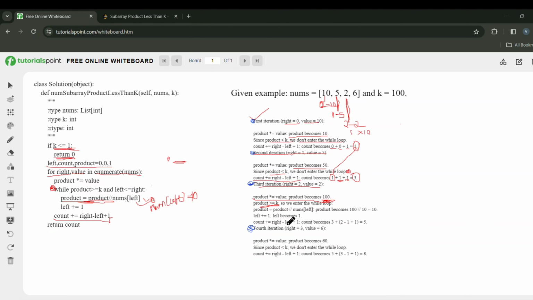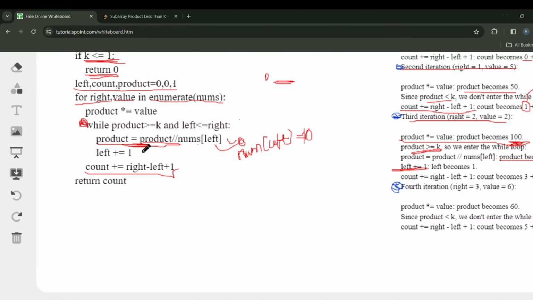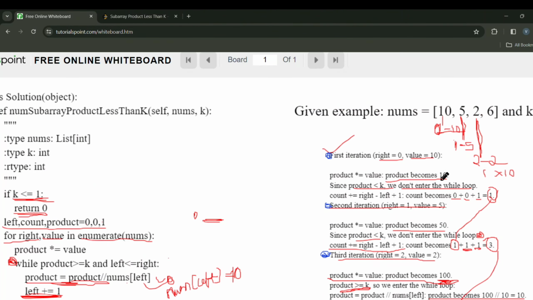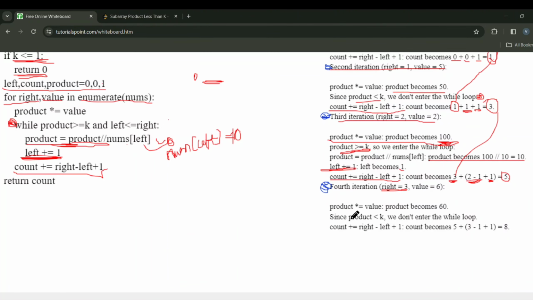Count will become count plus right minus left plus 1. So count in the second iteration was 3, right is now 2, and left is 1, so 3 plus 2 minus 1 plus 1 will become 5, so count is 5 now. In the fourth iteration, right is 3, and the value at index 3 is 6.